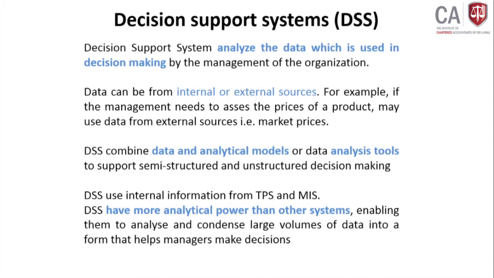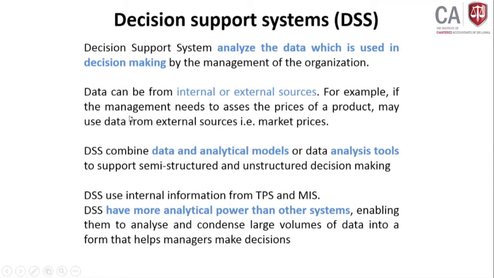That is supporting the decisions of the organization. Decision support system analyzes the data which is used in decision making. The data available in the system will be analyzed by this for decision making, and who will be using that? Management of the organization. Data can be from internal and external sources.